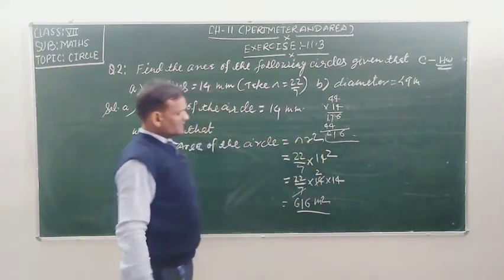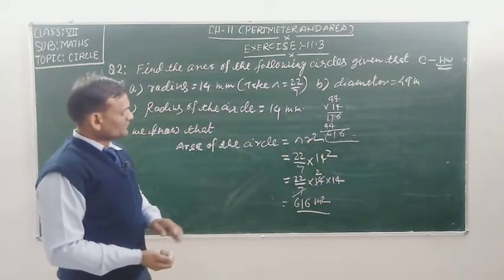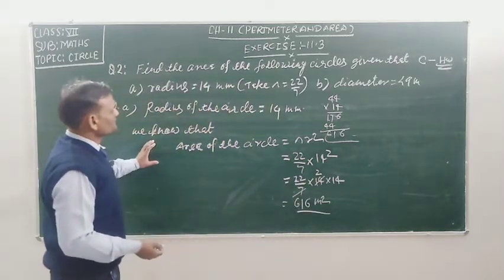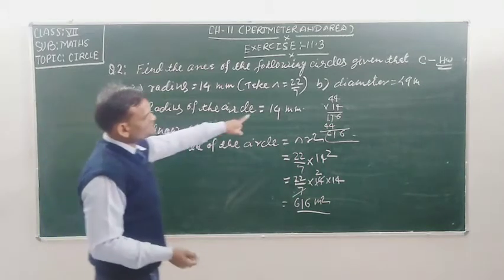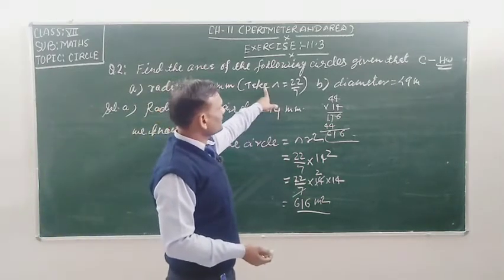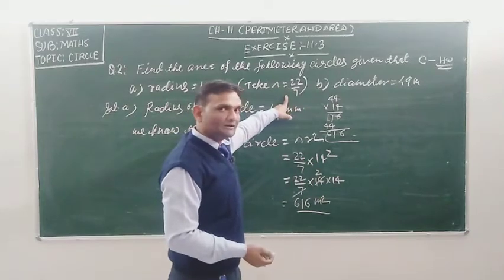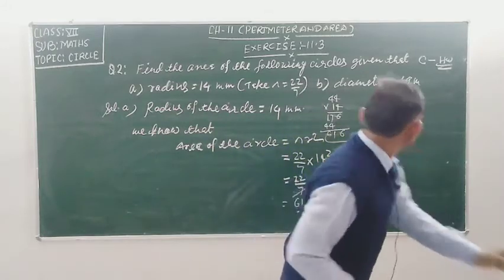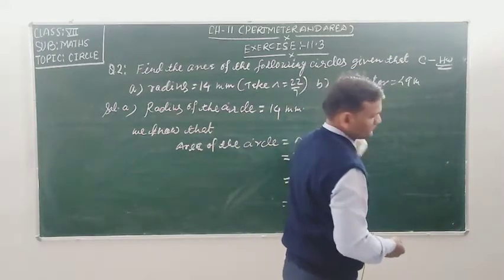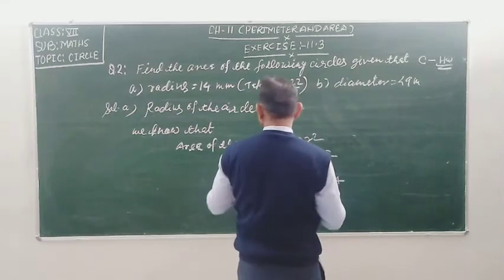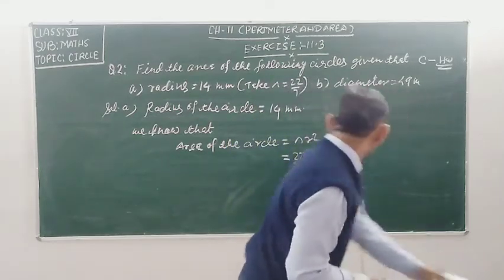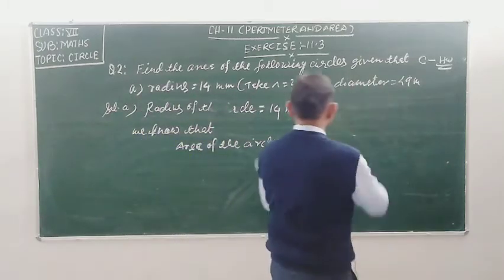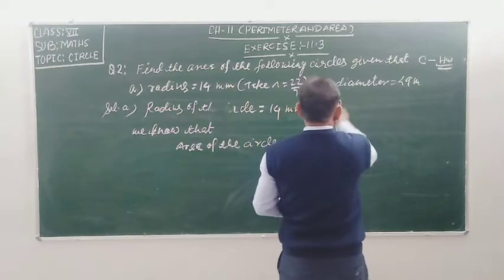You know, area is always written in square unit. So 616 millimeter square is the area of that circle whose radius is 14 millimeter, if we are taking the value of pi as 22 upon 7. In the same way, student, we solve part B also here. Part B, I am solving here.